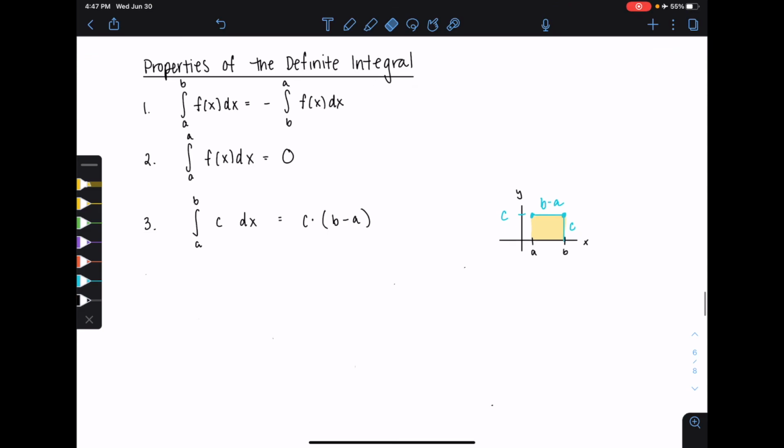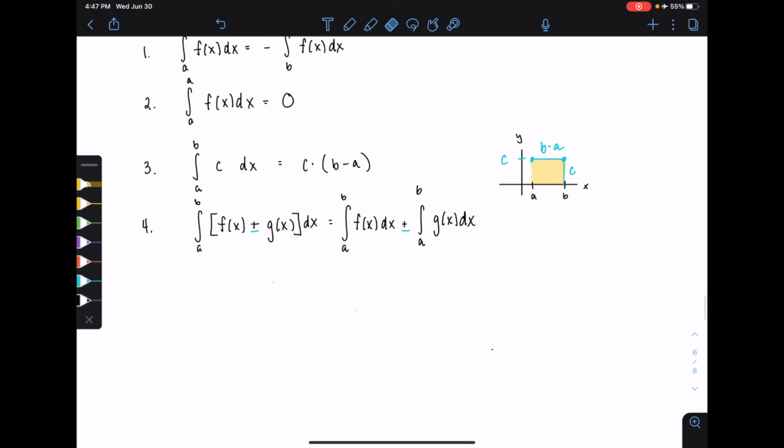Okay. If I want to add or subtract 2 functions inside my definite integral, you can go ahead and take the area under the one and add or subtract the area under the other. If I have a constant inside my definite integral, just like with antiderivatives, the constant pops out. You can pop the constant out and take the area of the thing left over, or the definite integral left over.